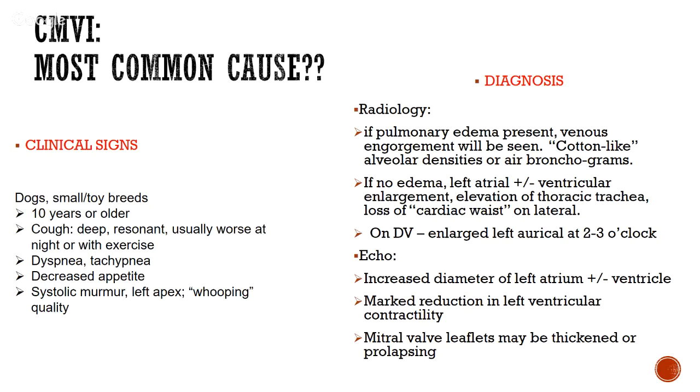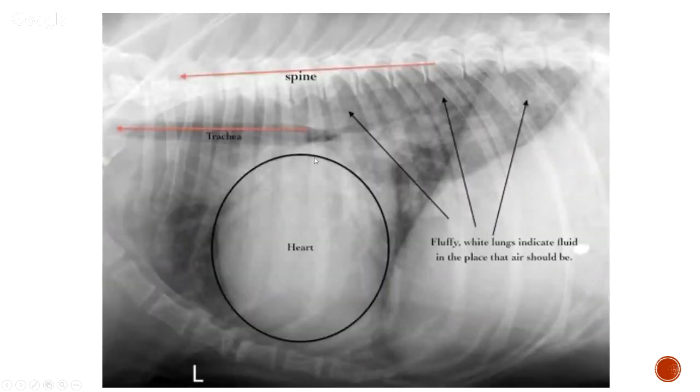On an echocardiogram or ultrasound, you'll see that increased diameter and be able to measure it. And you'll see a marked reduction in left ventricular contractility. You may be able to see that mitral valve thickened or even flailing. So this is a great X-ray to show you an example of what it will look like on an X-ray.